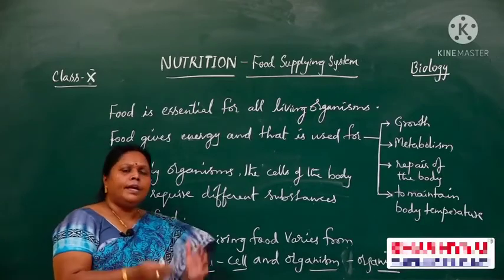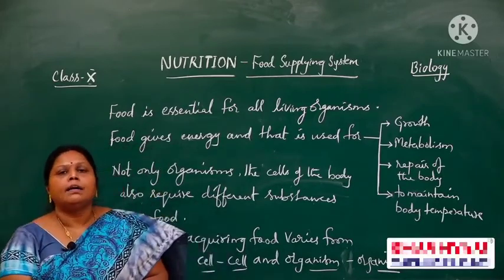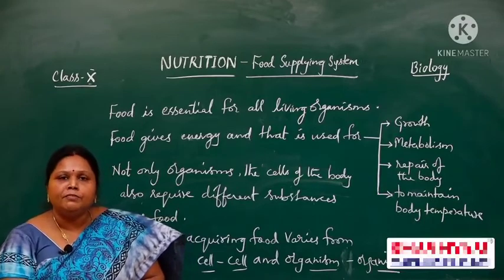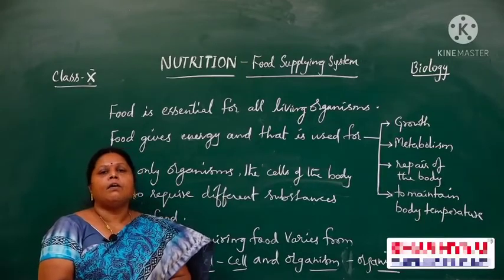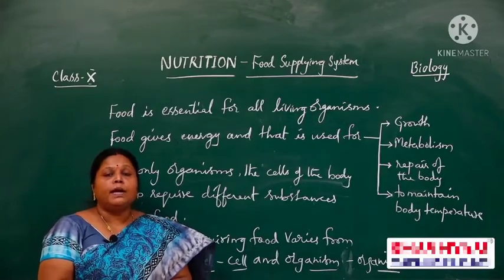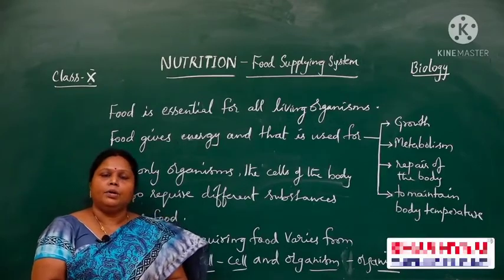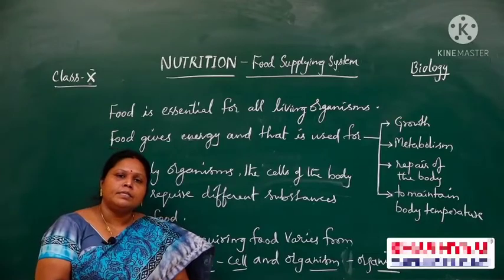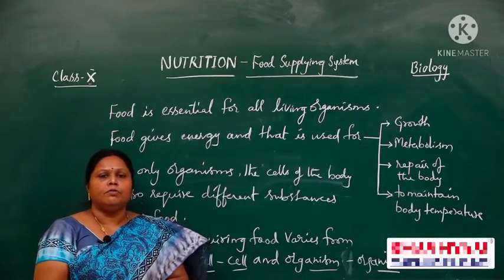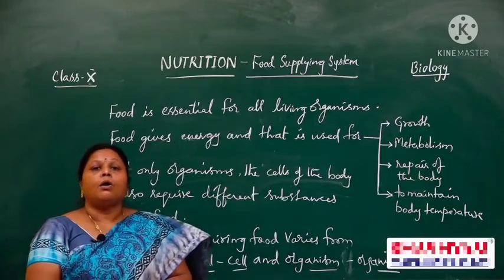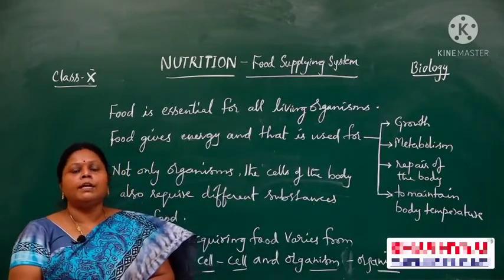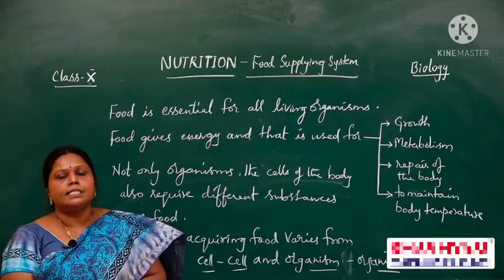So, various kinds of substances are taken as food by different organisms, for example, from the single celled organism amoeba to a multicellular organism like a human being. Different organisms take different kinds of foods. Not only the organisms, even the cells of the body also require different substances as their food.